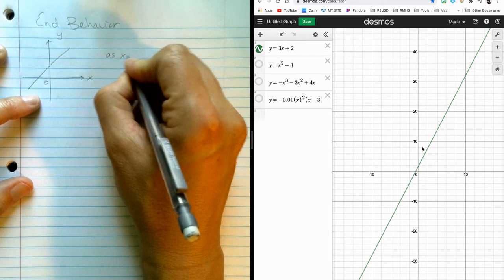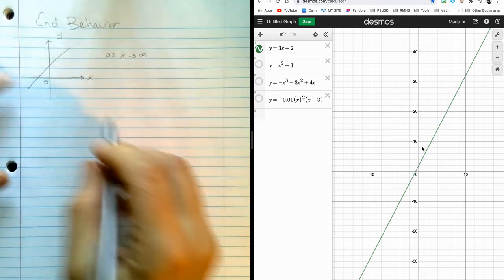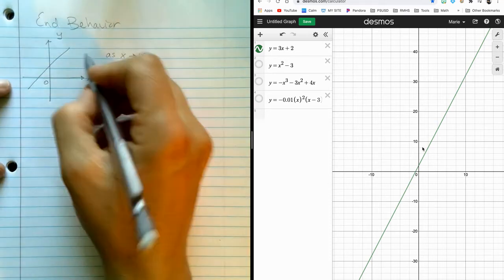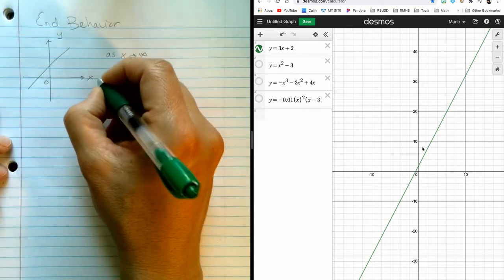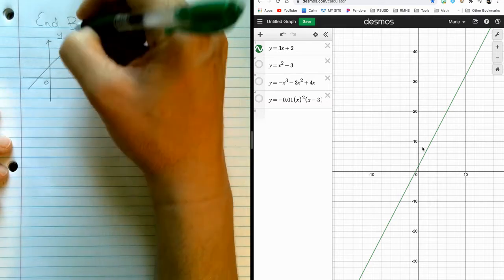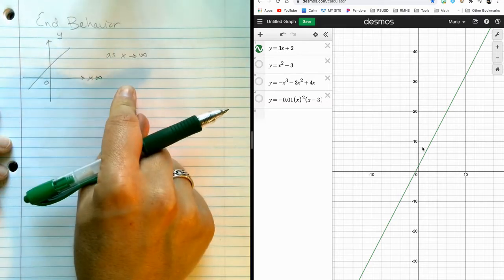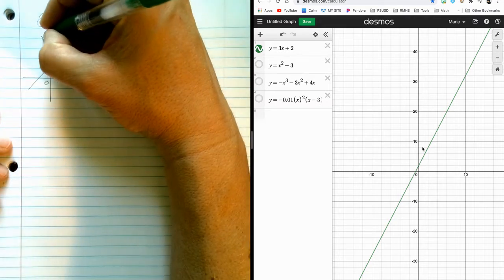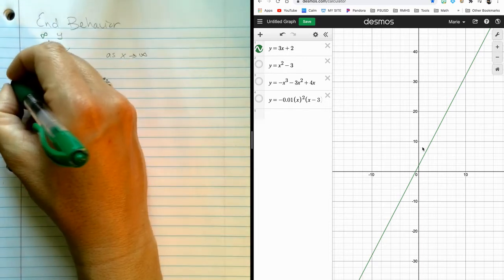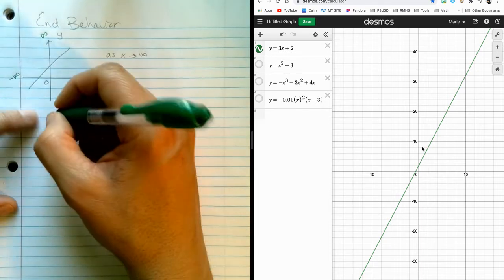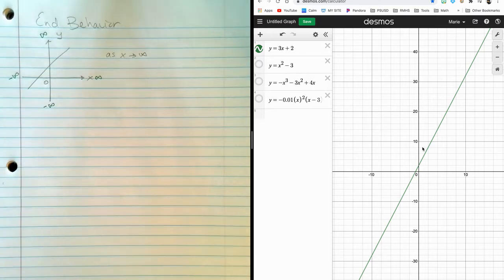So we're going to describe it. As x approaches positive infinity, now look at your graphs. Positive infinity on the x-axis is on here. If I go all the way to the right, I'm headed to the positive side of numbers. If I go up forever, that's positive infinity on the y-axis. If I'm going to the left to the negatives forever, that's negative infinity. And if I go down forever, that's negative infinity as well.